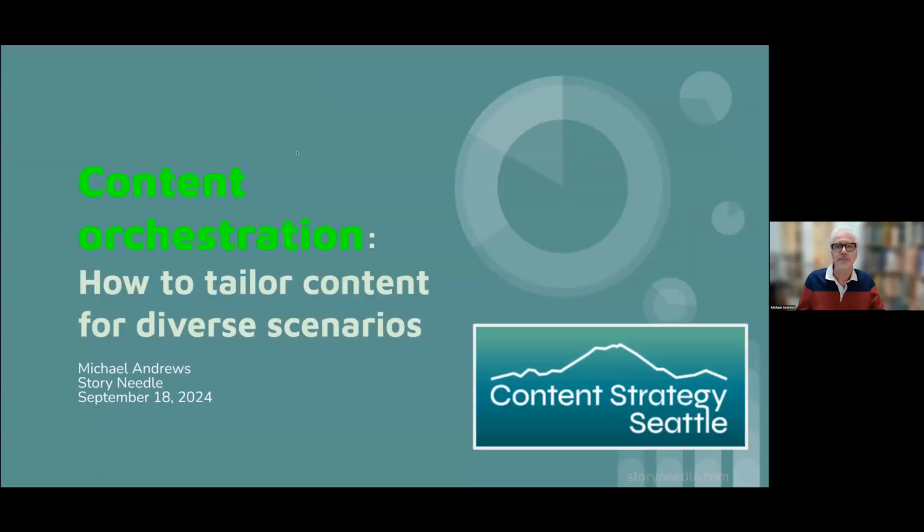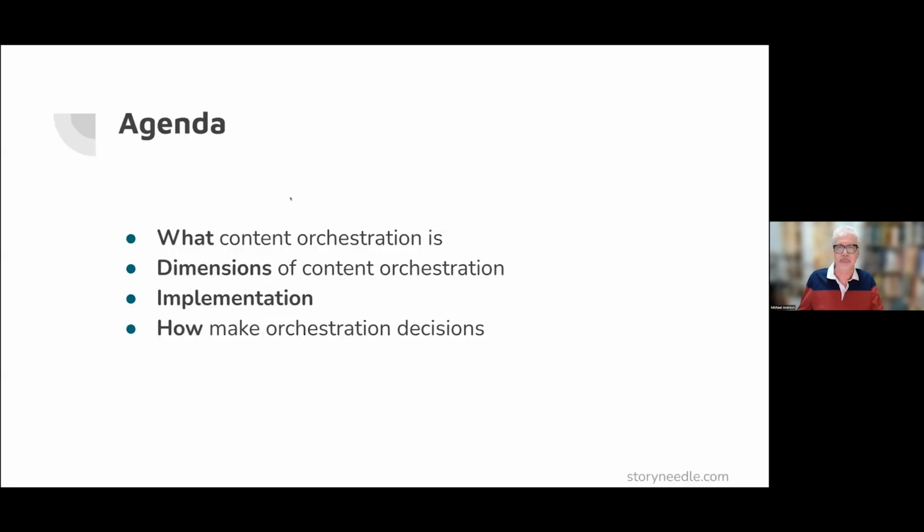Okay, so, as Paula mentioned, I'm going to be talking about content orchestration. And this is really about tailoring content for different scenarios. And we're going to be talking about a pretty broad topic.